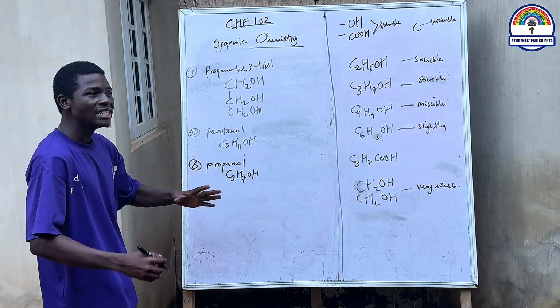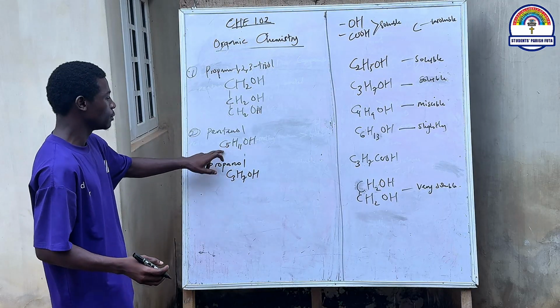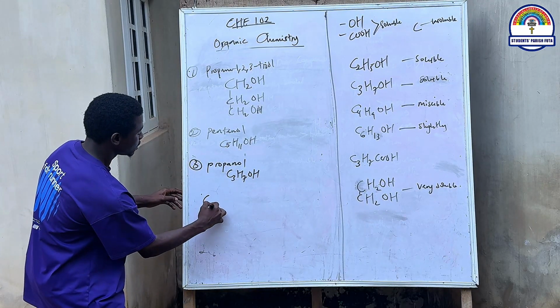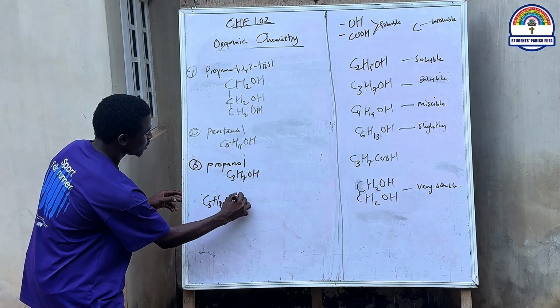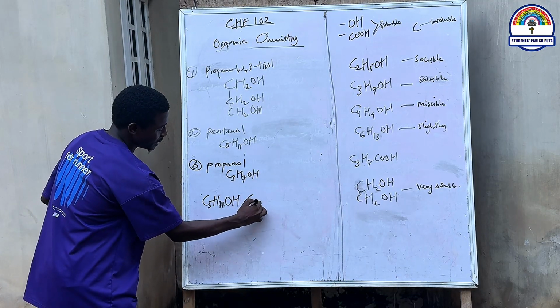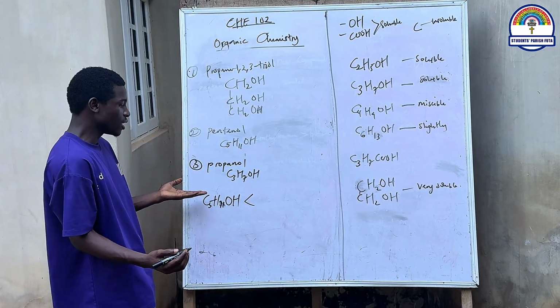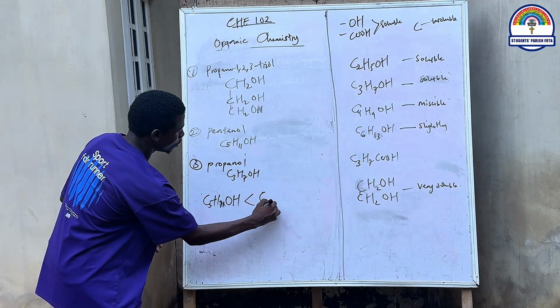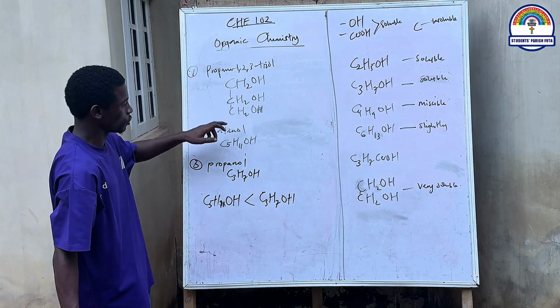You can see that the more the number of carbon atoms, the lesser the solubility. Which one has the highest number of carbons? This pentanol. So it means pentanol will be the lowest in terms of solubility. So pentanol is less than propanol, because propanol does not have too many carbon atoms.